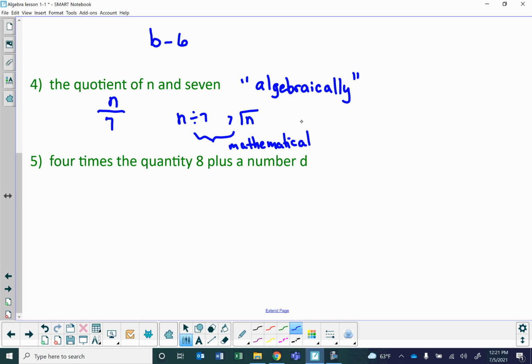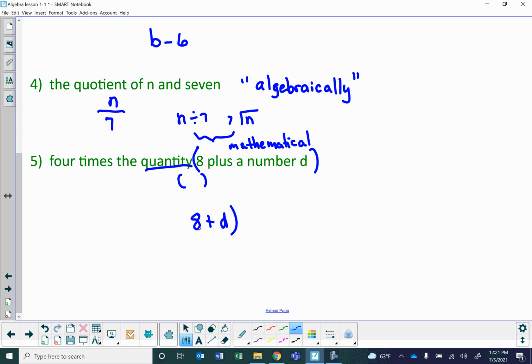have to pay attention to the fact that there's a couple of things going on here. We have 4 times the quantity. This word quantity implies parentheses. It implies that 4 is multiplied by a group of something. So this quantity 8 plus a number d implies that the 8 plus a number d comes in parentheses. So 8 plus a number d here.